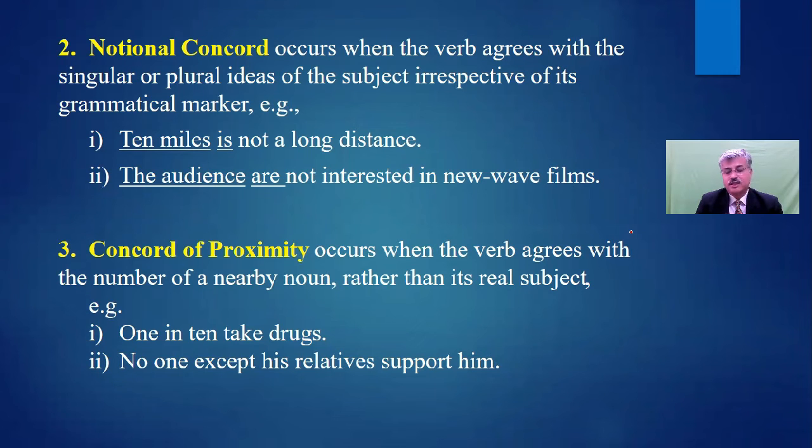The third type of concord is concord of proximity. It occurs when the verb agrees with the number of a nearby noun rather than its real subject. I repeat, concord of proximity occurs when the verb agrees with the number of a nearby noun rather than its real subject. For example, 1 in 10 take drugs. No one except his relatives support him.